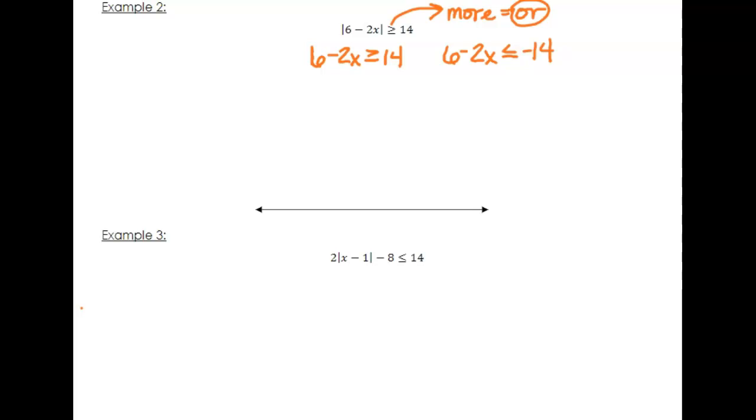That absolute value is already isolated. I can write my two inequalities. The symbol is the greater than or equal to symbol. That's more, so I'm using or. I'm solving my inequalities. I'm remembering that when I divide by a negative, when I'm solving, I have to switch the inequality symbol.